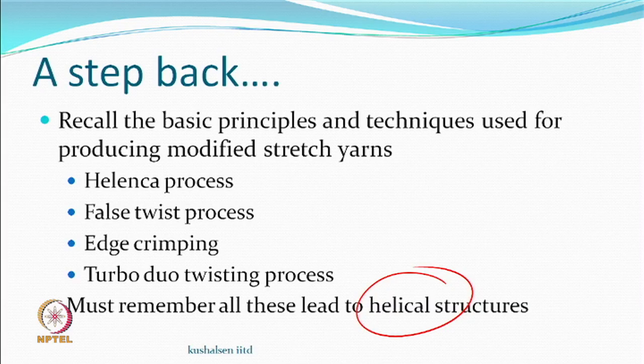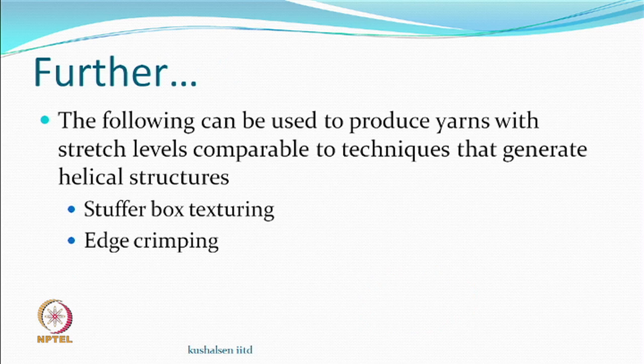Today we talk again about the principles of manufacturing textured yarn. We have seen there are a lot of methods, and hopefully we should be able to cover whatever principles there are of manufacture. If we look back, what have we done? We have seen that the 4 processes like Helanca, false twist, edge crimping, and turbo duo can all be used to produce modified stretch yarns.